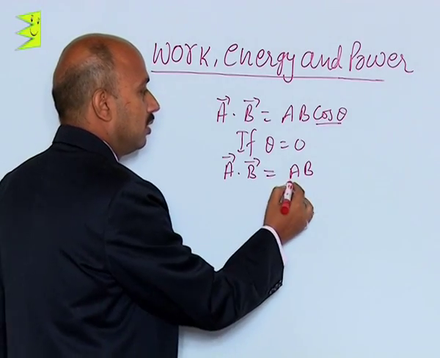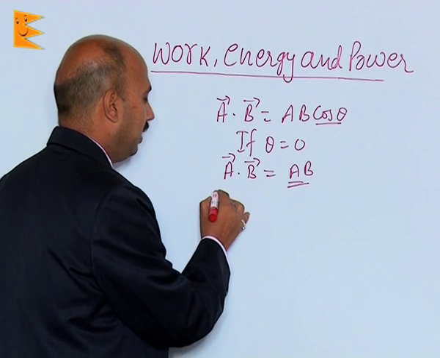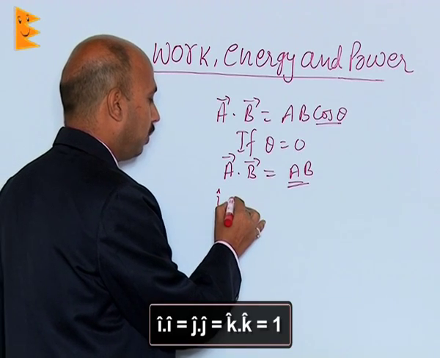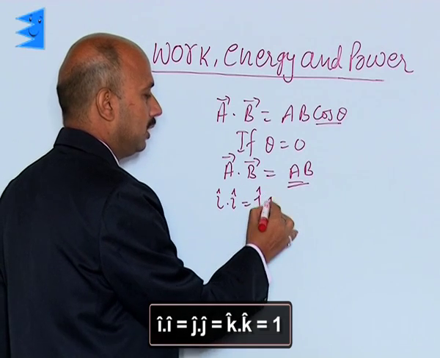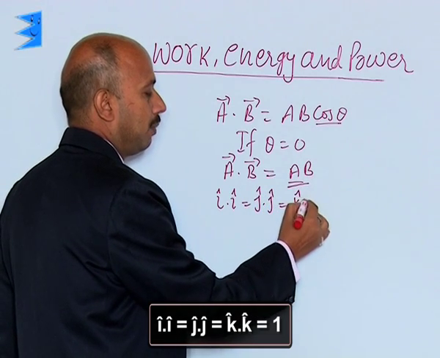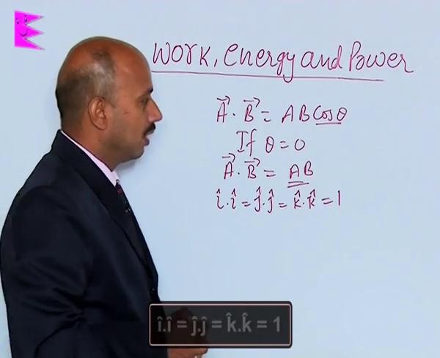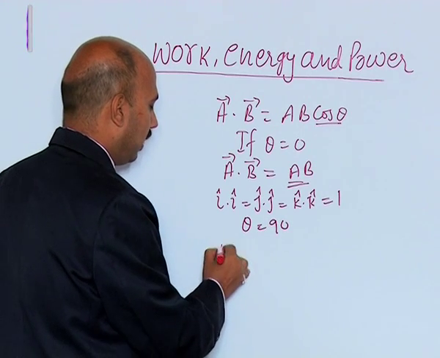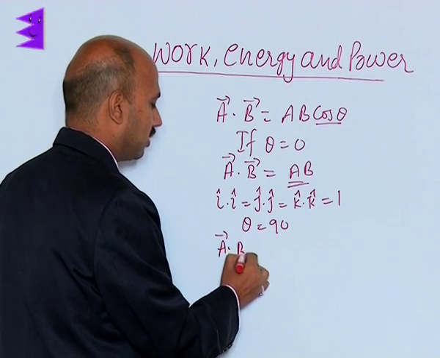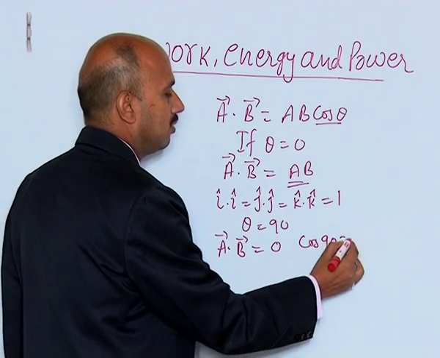Suppose you take unit vectors, so we can write i cap dot i cap is equal to j cap dot j cap is equal to k cap dot k cap is equal to 1. If theta is equal to 90 degrees, you can write vector A dot vector B is equal to 0 because cos 90 is equal to 0.